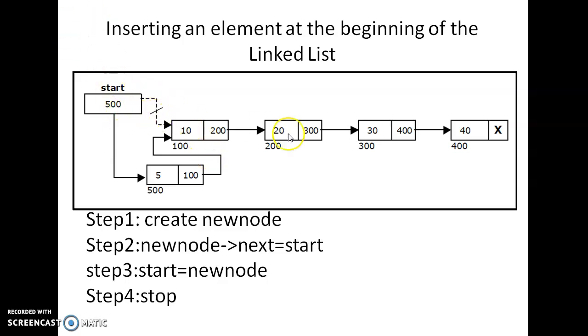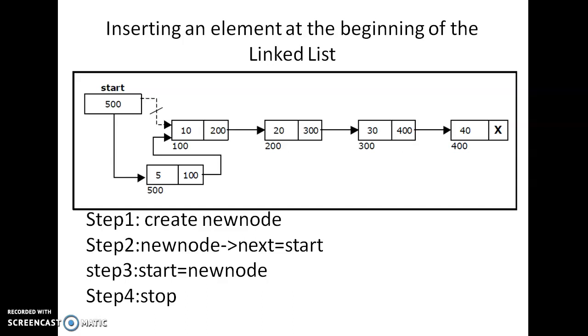We'll consider this as an example. For your understanding, I have placed the addresses here. So start is pointing initially to this node. Then this is pointing to this node that is present in 200 address. This is pointing to this node that is present in 300 address. This node is pointing to this node which is present at 400, a memory location.